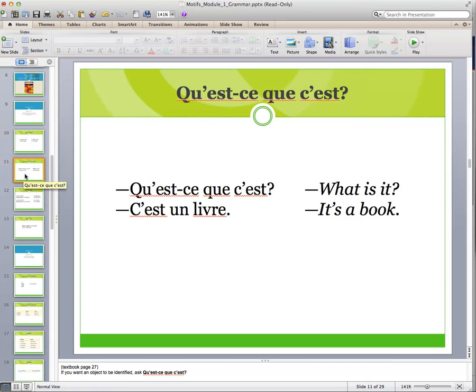If I want to ask what something is, I can say qu'est-ce que c'est? Try practicing that out loud. Qu'est-ce que c'est? All of this expression here is asking, qu'est-ce que c'est? My sample answer is c'est un livre. It's a book. Qu'est-ce que c'est? C'est un livre.